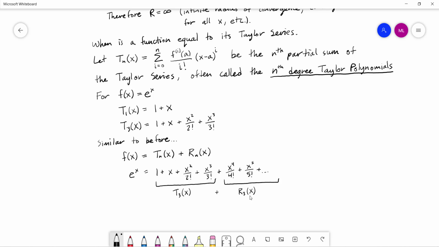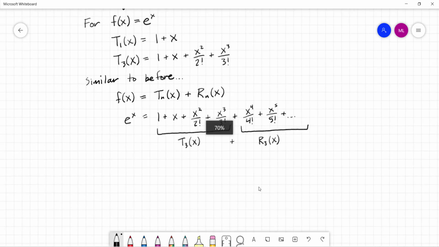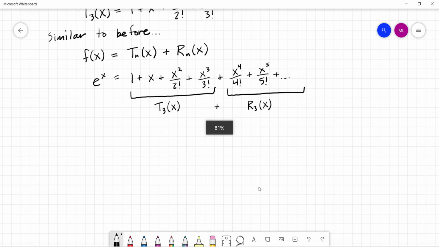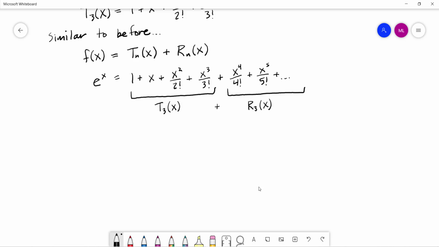And now we can talk about this remainder and what its behavior is. Basically, if we can show that the remainder eventually goes to 0 as n goes to infinity, that if you include more and more terms, the amount that's left over, that remainder, goes to 0, then the series has to converge. So that is sort of a logical way to think about it.